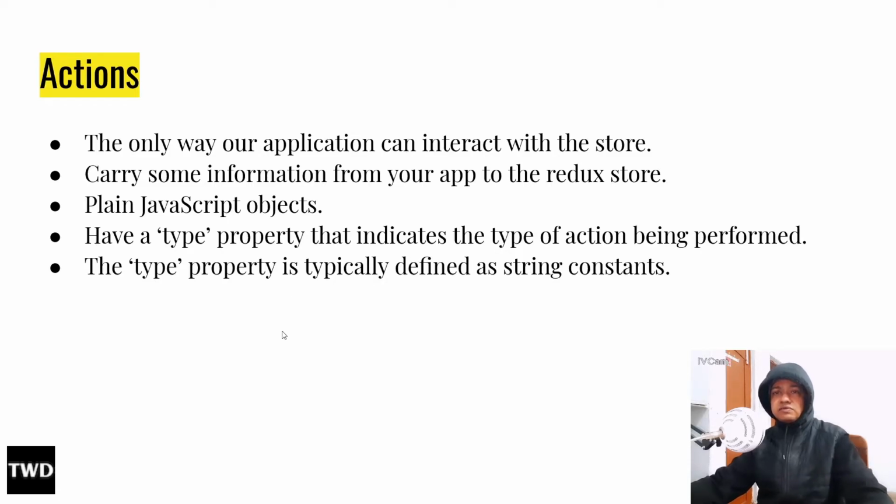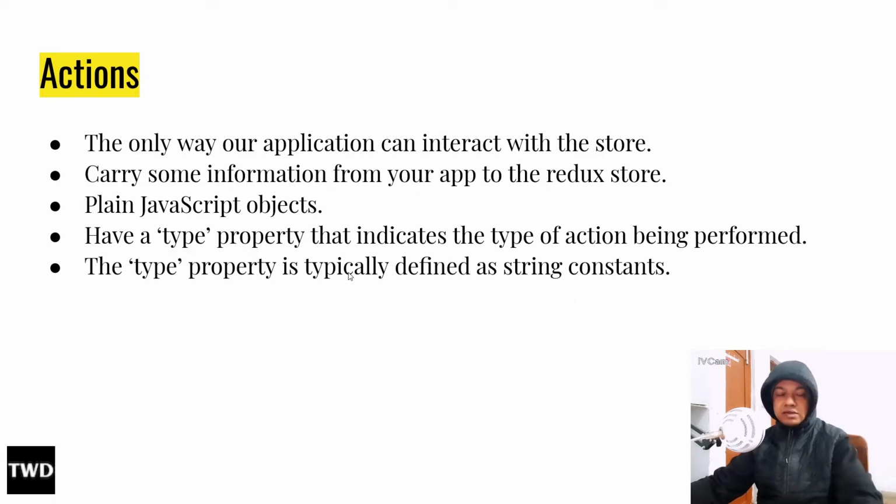So the first thing we are going to look at is action, the only way our application can interact with the store. Actions carry some information from your app to the Redux store. They are plain JavaScript objects that have a type property that indicates the type of the action being performed. The type property is typically defined as a string constant. So we will first see the actions in action.